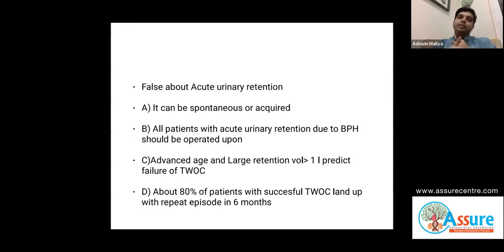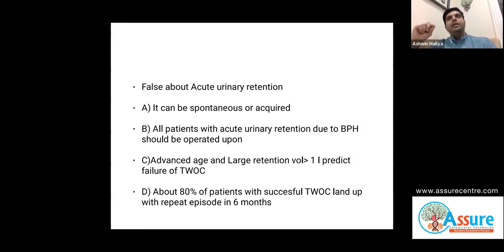But there are a few things that can predict failure of trial without catheter. For example, advanced age, the patient is very elderly, and a large retention volume, the bladder capacity is very large, where around 1 liter was drained immediately when you inserted the catheter. The reference is Campbell 12th edition. These are some of the causes that predict the failure of trial without catheter. Another important fact is that 80% of patients with a successful trial without catheter can land up with a repeat episode in 6 months. Again, this is directly from Campbell itself.